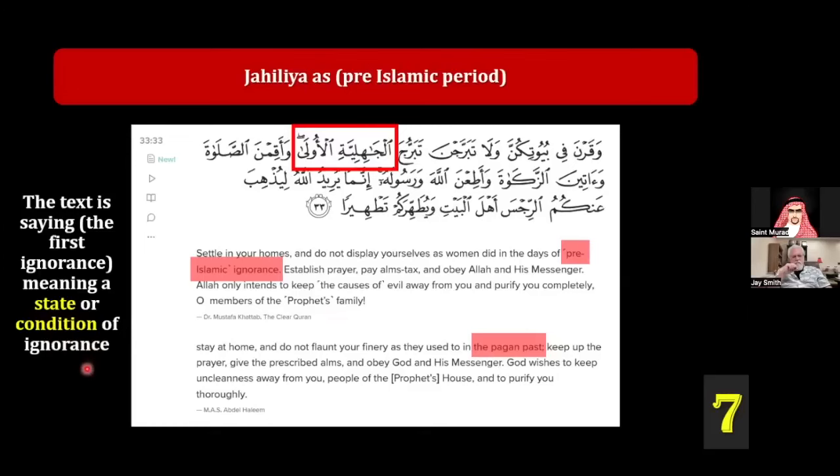Like I can tell someone you used to be very ignorant in your 20s. This is a state or condition. This is not an era. This is a wrong assumption. This is anti-linguistics. This is against the Quran.